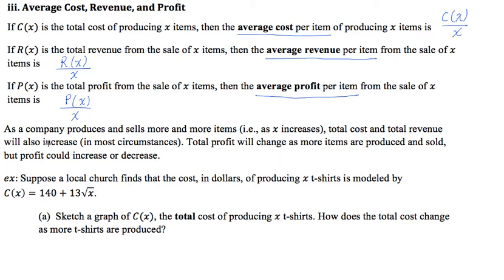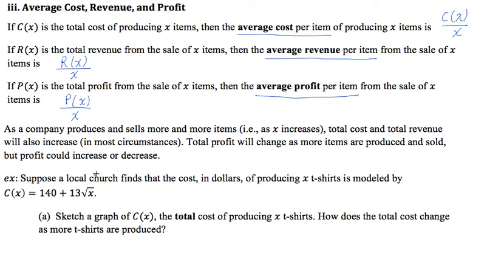Okay, so generally speaking, as a company produces and sells more and more items, so as X increases, total cost and total revenue are also going to increase most of the time, unless you have some weird circumstance. Total profit's also going to change as more items are produced and sold, but it's harder to say whether profit's going to increase or decrease as you produce and sell more items. Okay, so let's start by analyzing cost here, average cost per item.